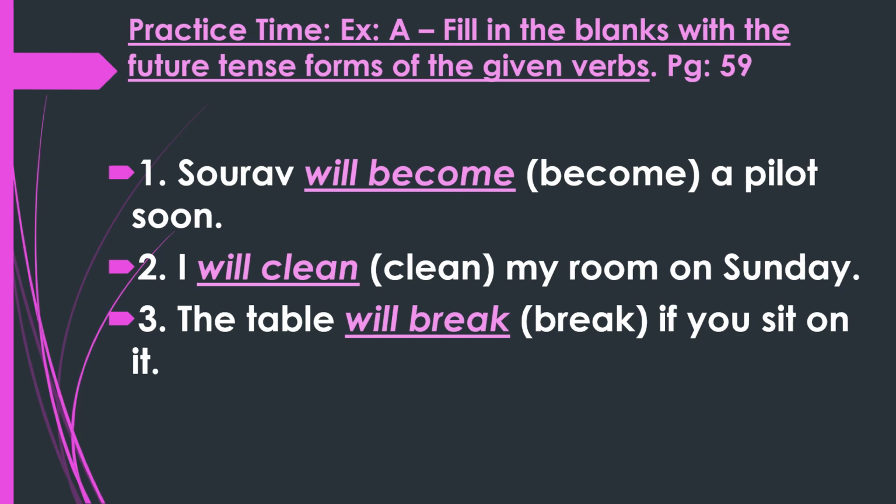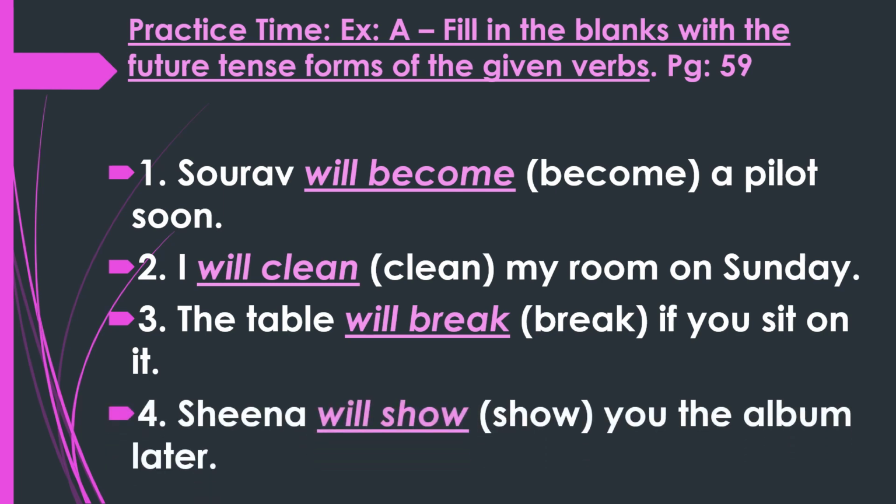The third one is the table dash if you sit on it. The verb given to us in the bracket is break. So we add will before the verb and write will break. And the sentence becomes the table will break if you sit on it. The fourth one is Sheena dash you the album later. Here the verb given to us in the bracket is show. So we add will before the verb and make it will show. And the sentence in the future tense becomes Sheena will show you the album later.